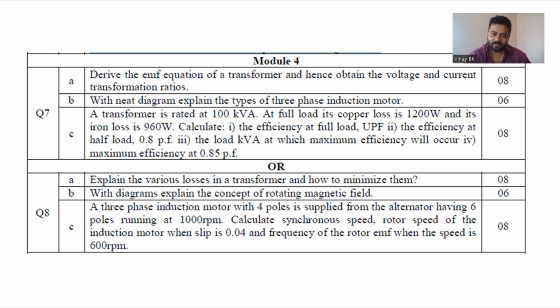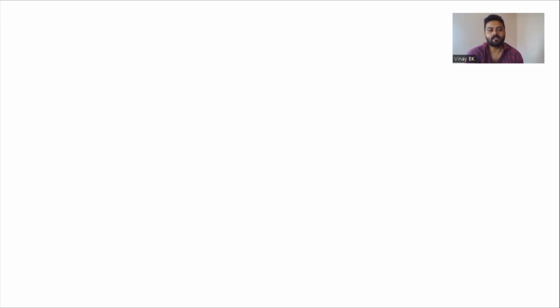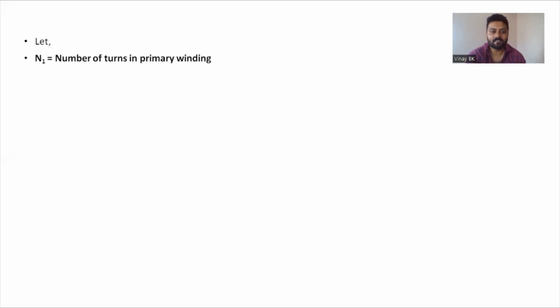So to derive the EMF equation of a transformer, you need to draw a sinusoidal waveform. If you're not drawing the waveform, just simply writing the derivation, you might lose the marks. So let us consider the notations for this EMF equation of transformer. Let us consider a transformer where 1 indicates primary, so N1 is nothing but the number of turns in primary winding. Similarly, N2 is the number of turns in secondary winding.